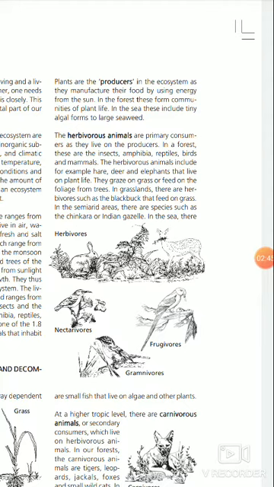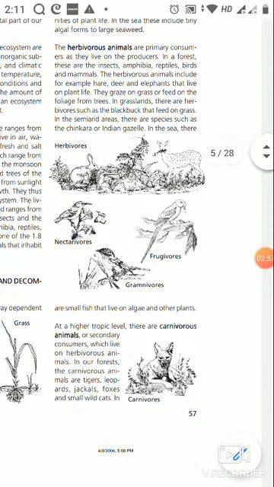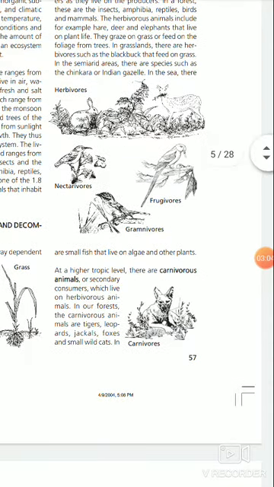In grassland, there are herbivores such as the blackbuck that feed on grass. In the semi-arid areas, there are species such as the chinkara or Indian gazelle. In the sea, there are small fish that live on the algae and other plants. At the higher trophic level, there are carnivorous animals or secondary consumers which live on herbivorous animals.